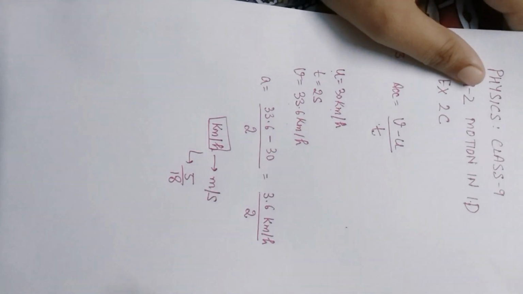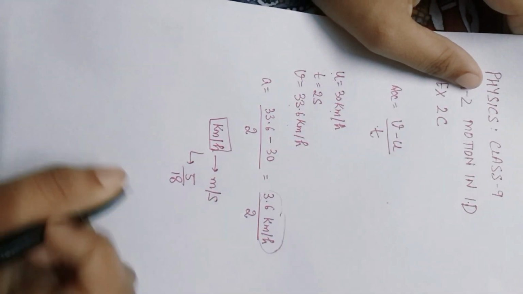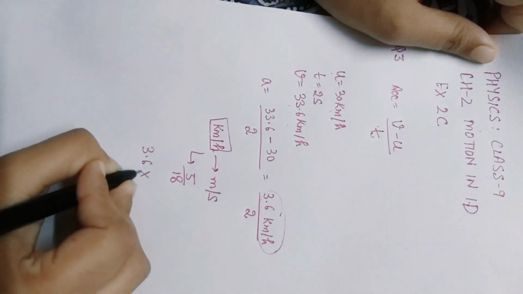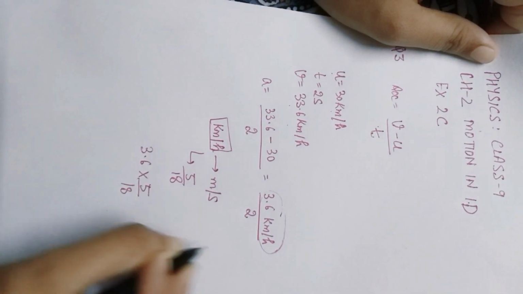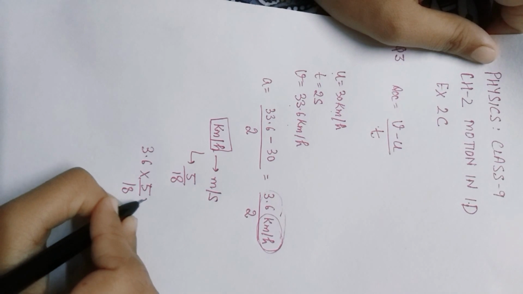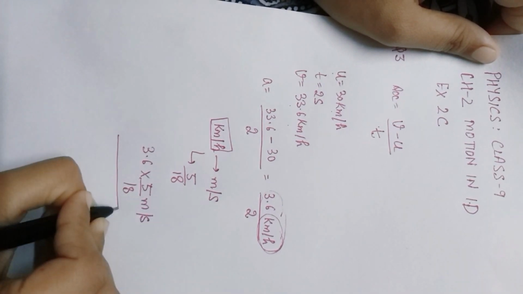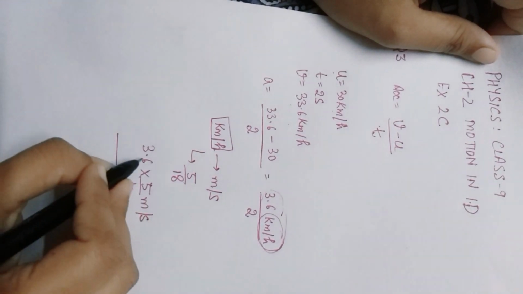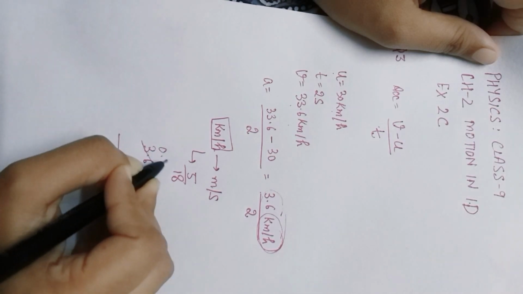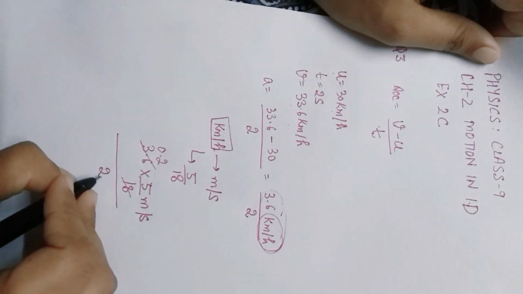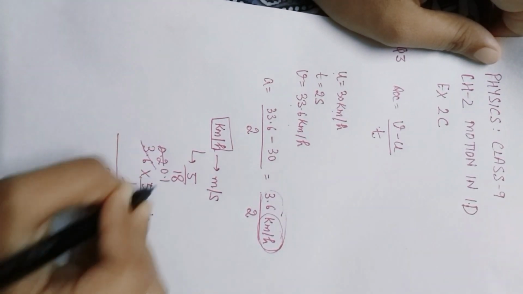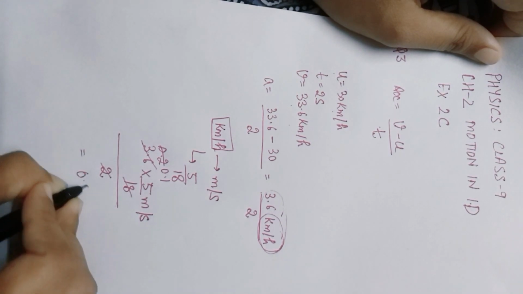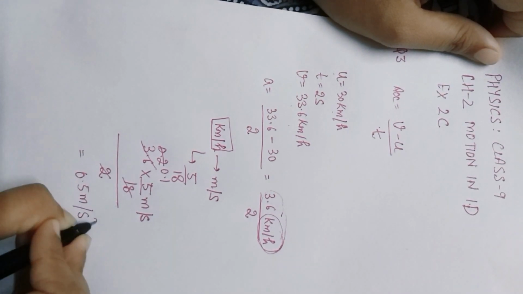So here I can write 3.6 into 5 by 18. This thing will automatically now be in meter per second, upon 2. So this 18 and this cancel out, giving 0.2, and you can just subtract this also, 0.1. So my answer is 0.5 meter per second square.